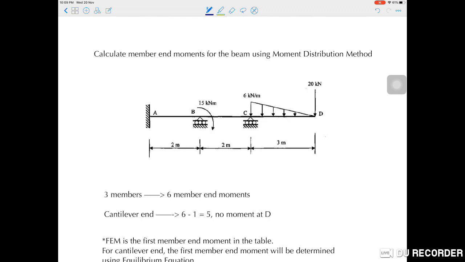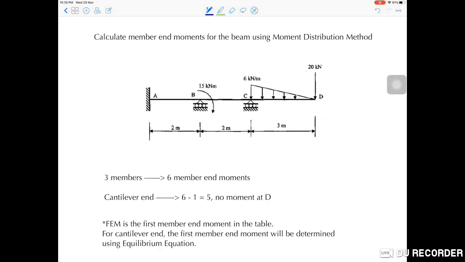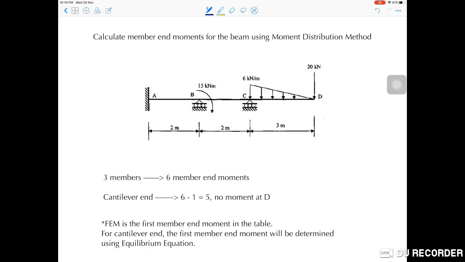I would like to discuss the continuous beam analysis using the moment distribution method, and this is a three-member beam: A, B, B, C, and C, D. A is fixed, B and C are rollers, and D is a cantilever end. This beam has an external moment at B, 15 kN meter clockwise, a triangular load along member CD, and a point load at D. Before we start, just to refresh.